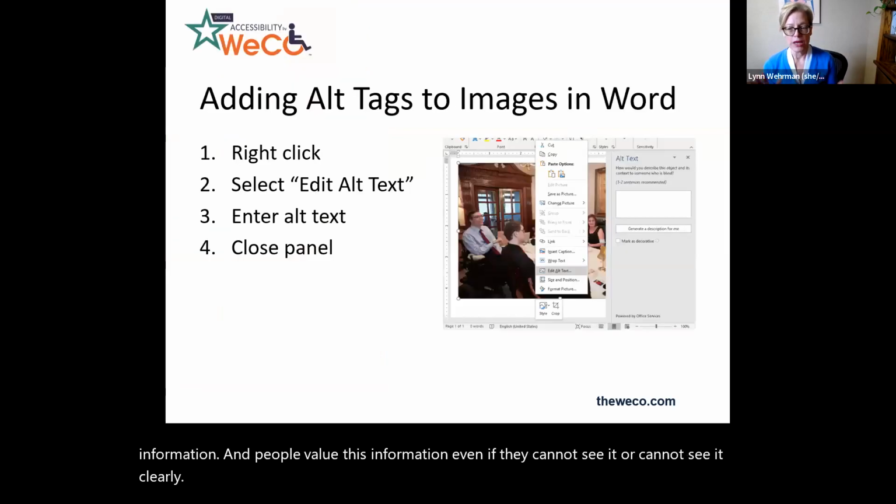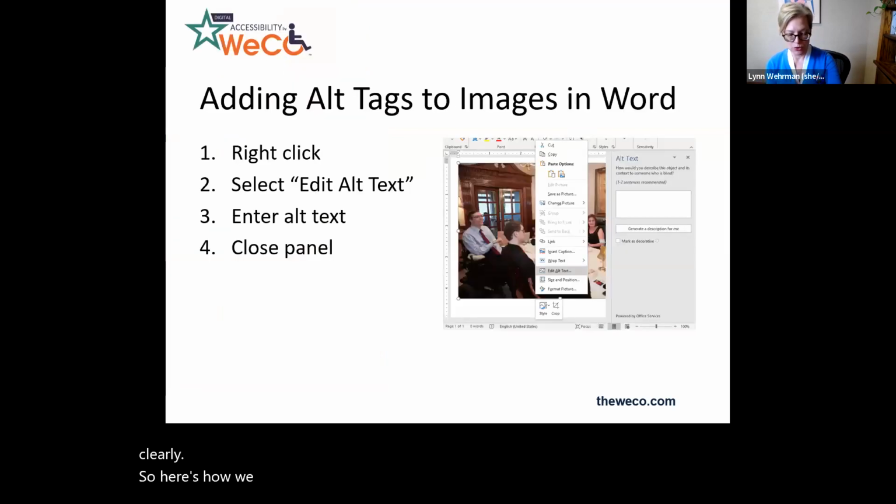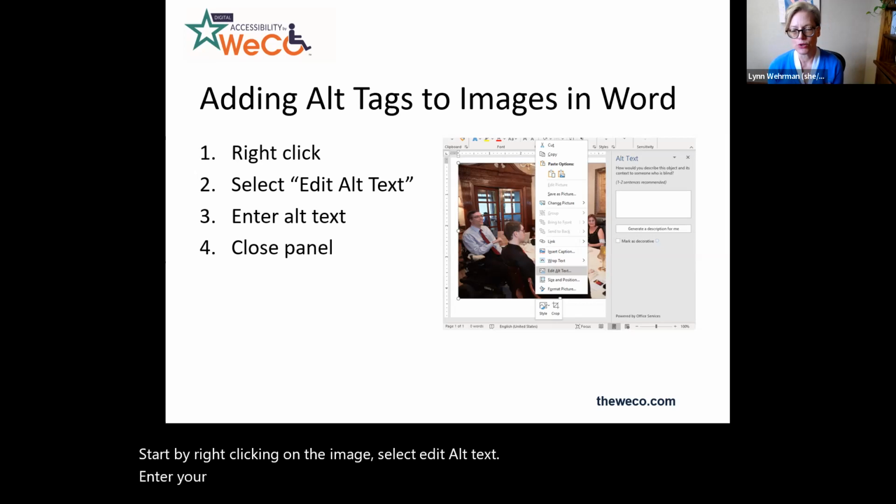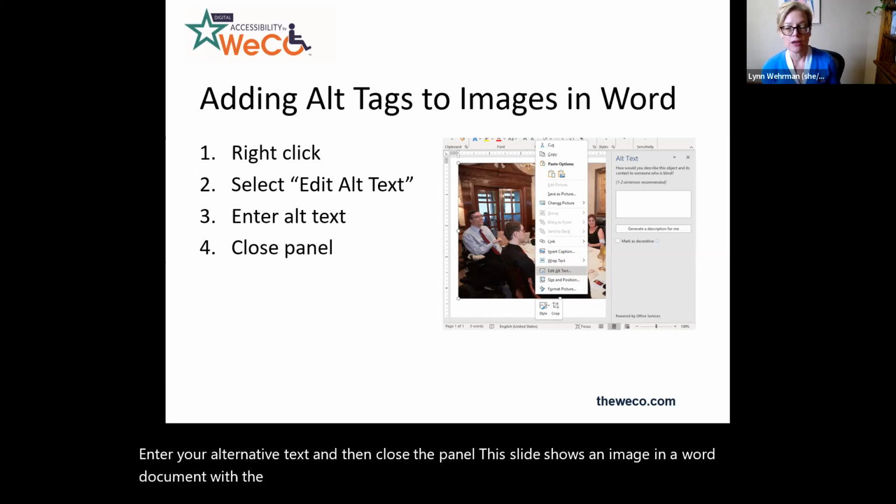So here's how we add alternative text tags to images. You start by right-clicking on the image, select Edit Alt Text, enter your alternative text, and then close the panel. This slide shows an image in a Word document with the Edit Alt Text selection and box open for editing.